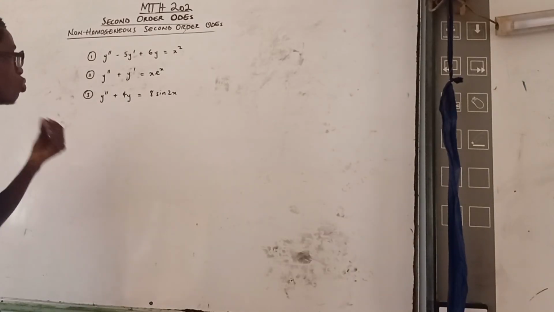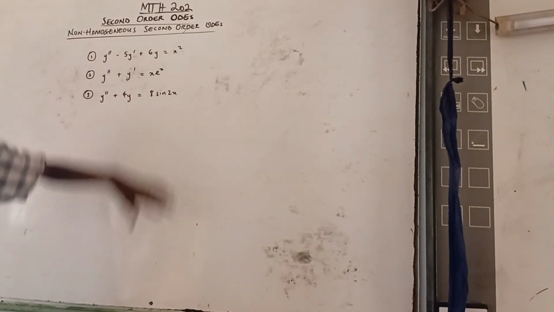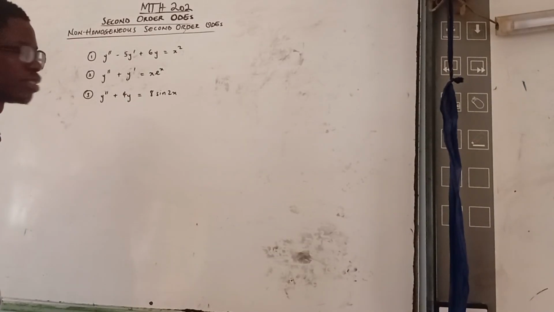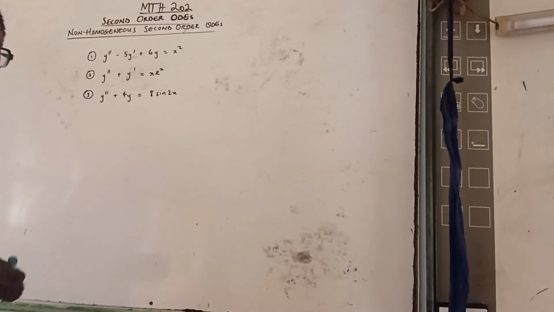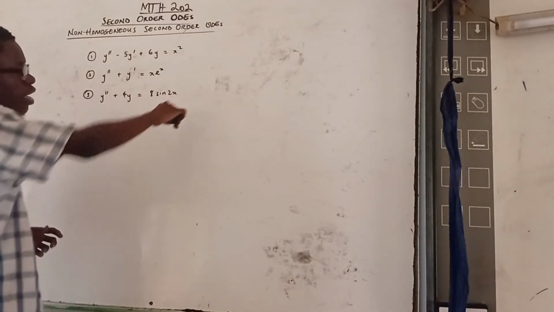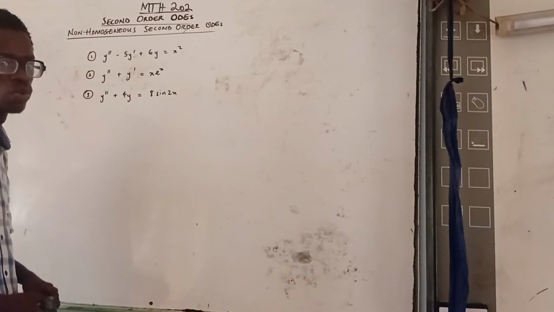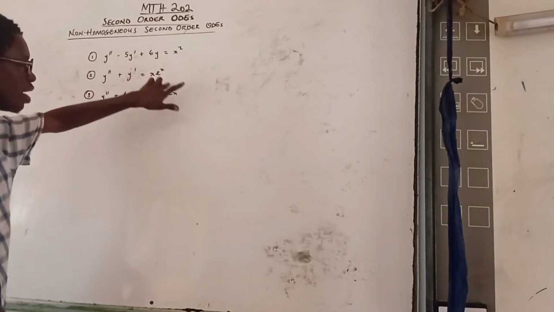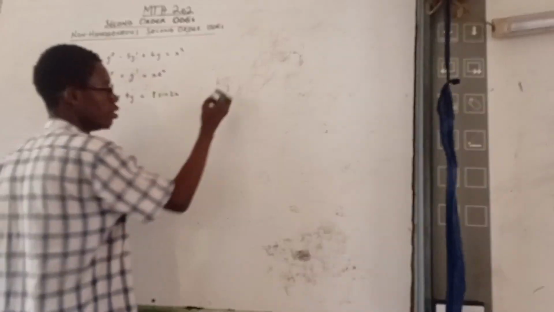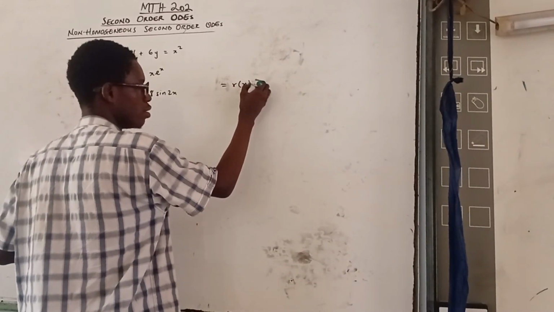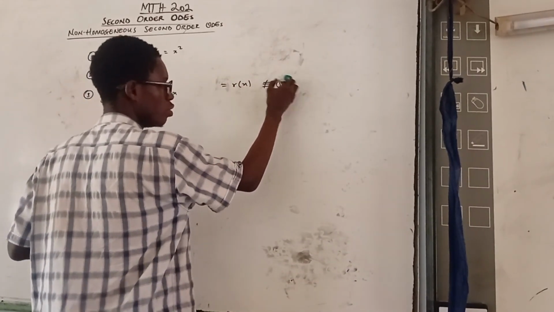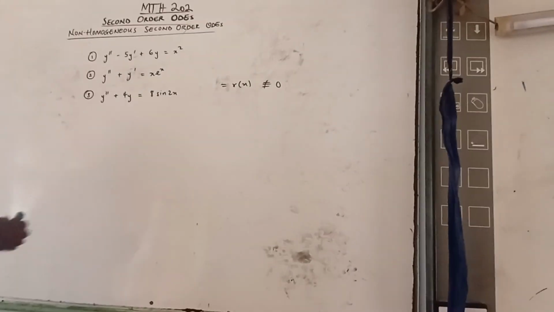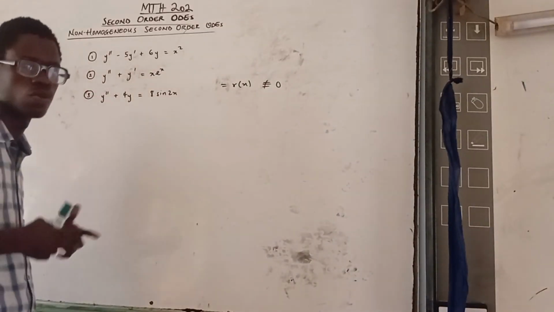So in this video, we are going to be talking about non-homogeneous second order ODEs. We have talked about ODEs that are homogeneous. That means all these right-hand sides are equal to 0 for homogeneous ODEs. Now in this one, you can see all these right-hand sides are not equal to 0. Our R of x is not equivalent to 0. So that means each of these equations is non-homogeneous.